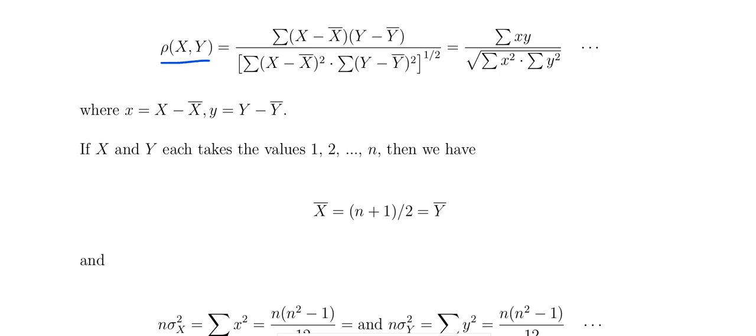And this is the actual formula: the summation of (x minus x bar) into (y minus y bar), divided by the summation of (x minus x bar) whole square, summation of (y minus y bar) whole square, whole power 1 by 2. That is the square root of the variance.